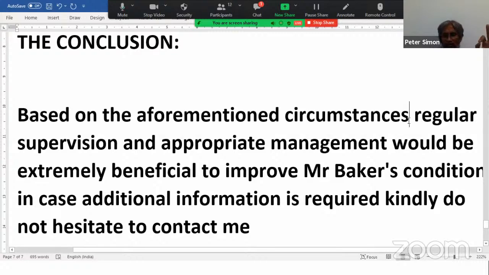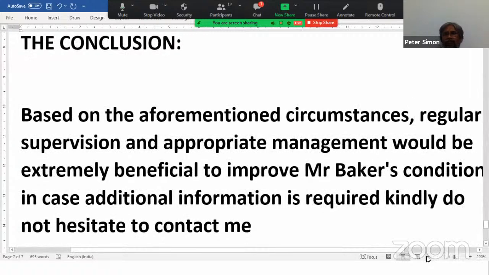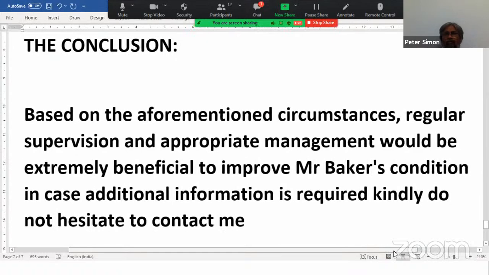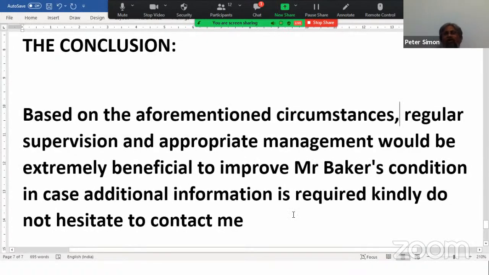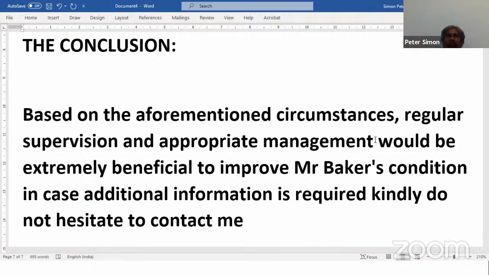Based on the aforementioned circumstances, comma, regular supervision and appropriate. Why do you want to say "your regular supervision"? Why? Already I am writing to you. Why should I say "your"? What is the need? You're not writing to somebody else. You're writing to Miss Samantha Bruin.